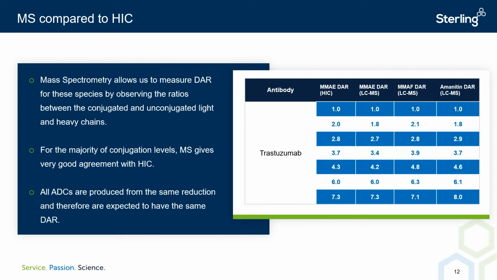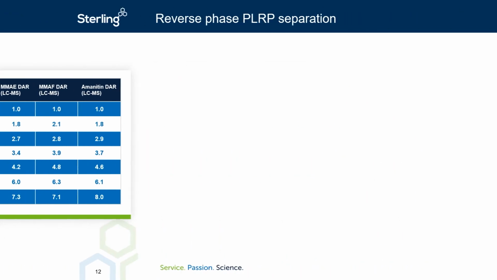which actually isn't an analytical challenge. This is due to conjugation. It can be very difficult to get a high number of conjugates on an antibody, but Amanitin conjugates very well. And it shows how, with the Amanitin conjugate compared to the MAE and MAF, we just get a higher level of conjugation.